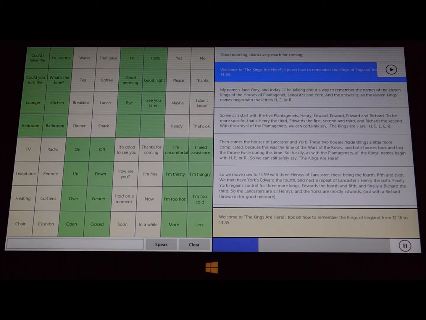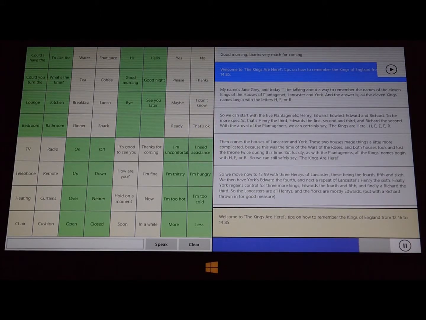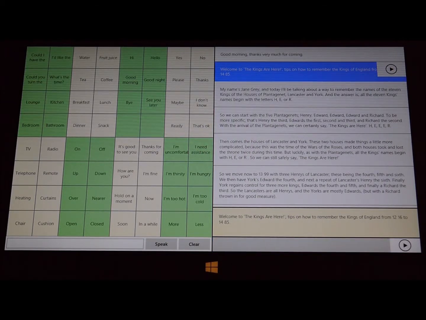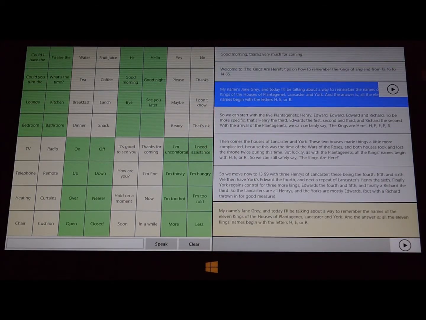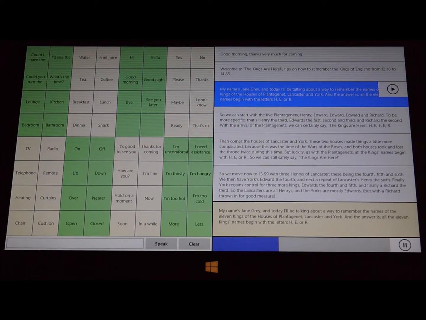Welcome to The Kings Are Here. Tips on how to remember the kings of England from 1216 to 1485. My name's Jane Grey, and today I'll be talking about a way to remember the names of the 11 kings of the Houses of Plantagenet, Lancaster and York.